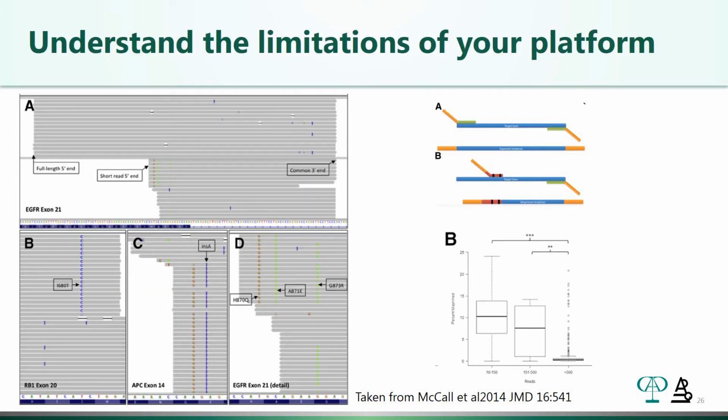Understand the limitations of your platform. So here is an example. This is actually from a publication, not from our lab in particular, but what this publication showed is a lung tumor, and this is a sequencing of a region of EGFR. What you can see is that there are several calls here in this IGV trace, and so they have blown up this piece of the trace down below.